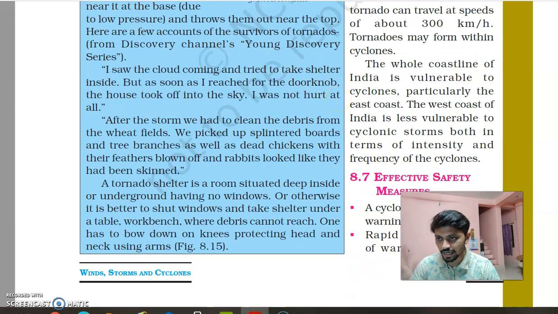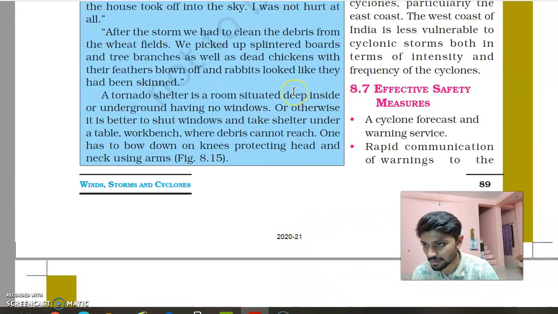So the entire coastal line of India is vulnerable to cyclones. The east coast, again the east coast. So let me open a map of India.